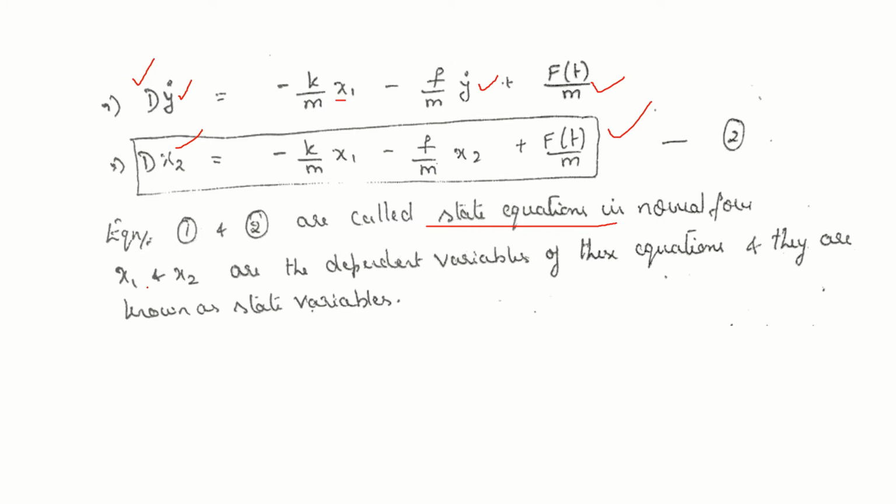Now in these, x1 and x2 are the dependent variables of this equation. So you can call them state variables. If you see, x1 is nothing but displacement and x2 is nothing but velocity of the spring mass damper system. So these are called state variables. So now you have understood the meaning of state variables and state equations.